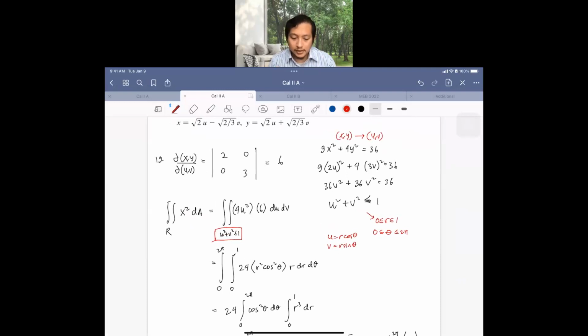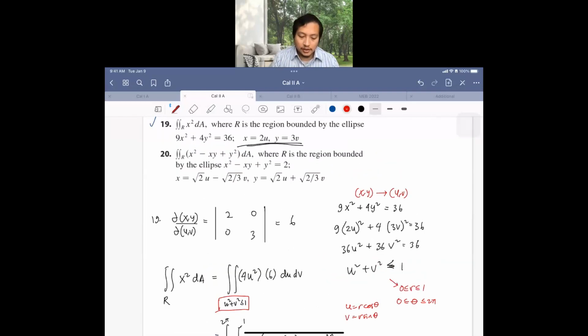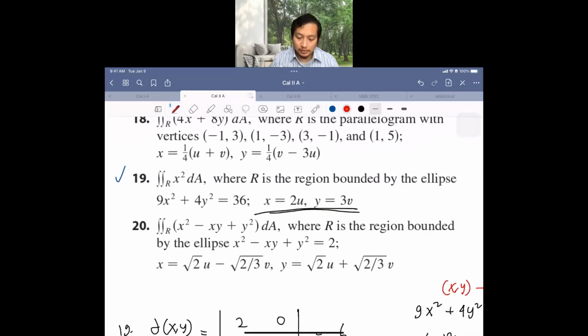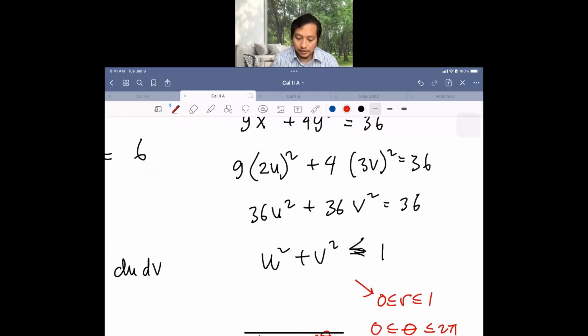Okay, here's the deal. The region, if you read out the question slowly, is bounded by the ellipse. So R is an ellipse, and you have this transformation from x, y to u, v. If you apply this to our ellipse, it gives the circle equation u squared plus v squared less than or equal to 1.